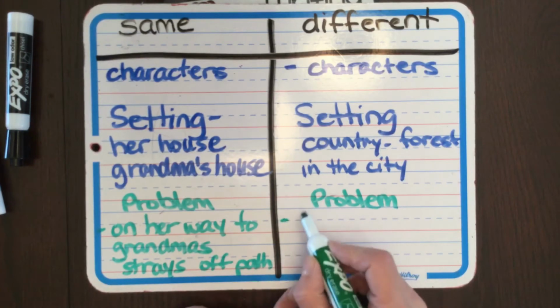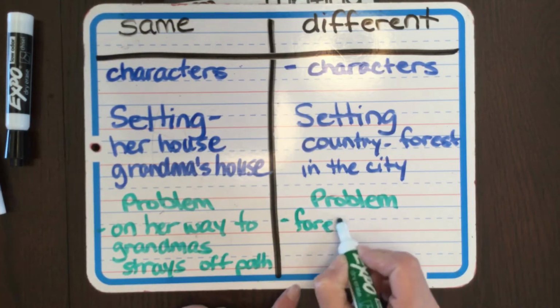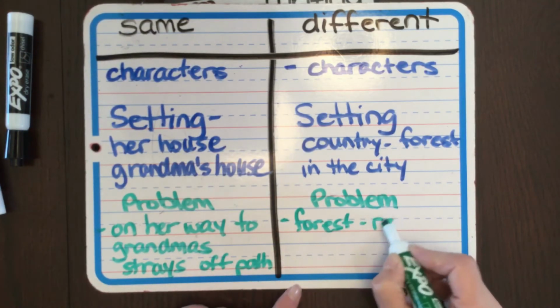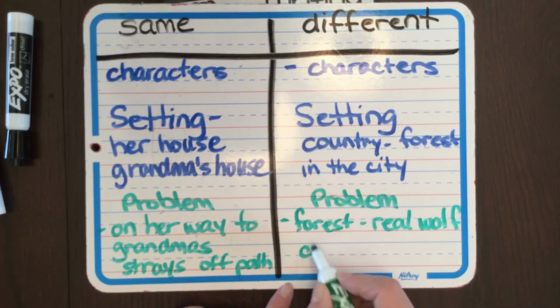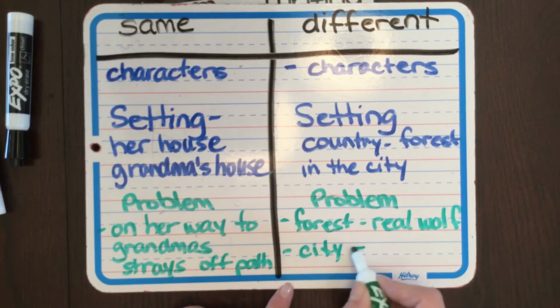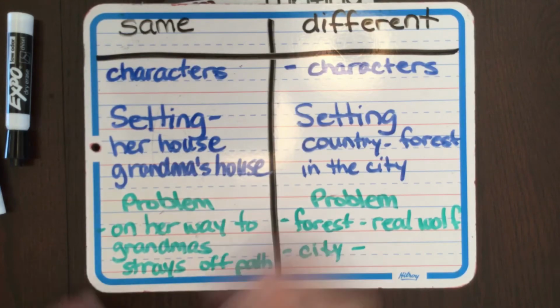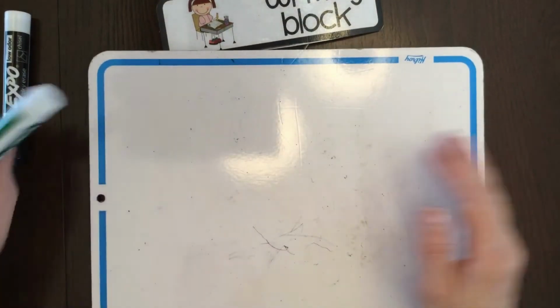In one, on the forest story, there's a real wolf. But in the city story, I'm going to leave it blank for you to see how the problem is different when she strays off the path. Have a look and see.